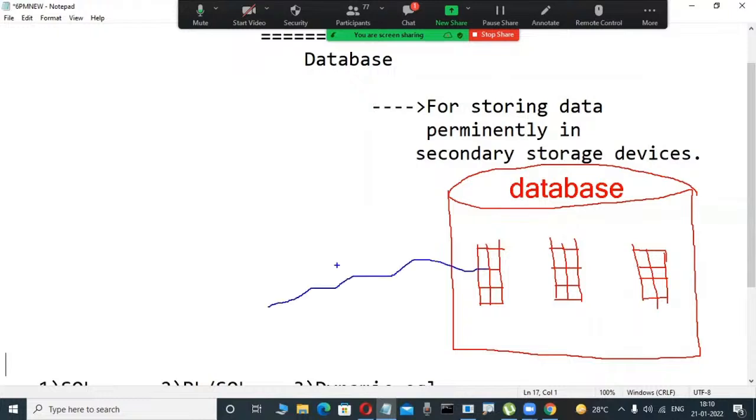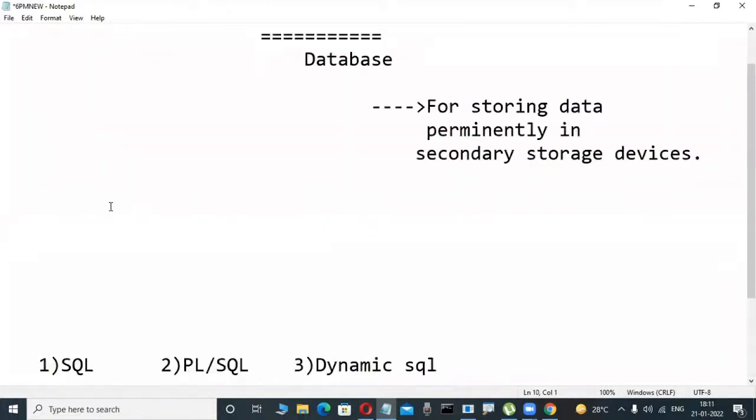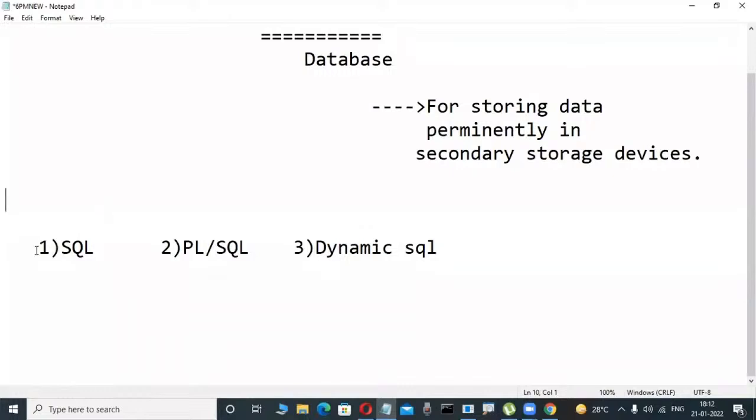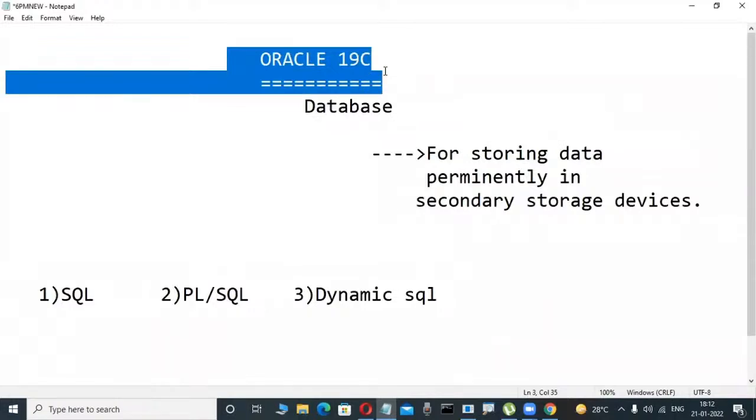About this data, we operate by using SQL, a language, structured query language. Yesterday I told you up to this point, a small thing. If you want to operate this Oracle software, we use SQL, structured query language. Another language is PL/SQL, procedural language extension for SQL. Another language is dynamic SQL. Through these three languages, we operate this Oracle software in your companies.